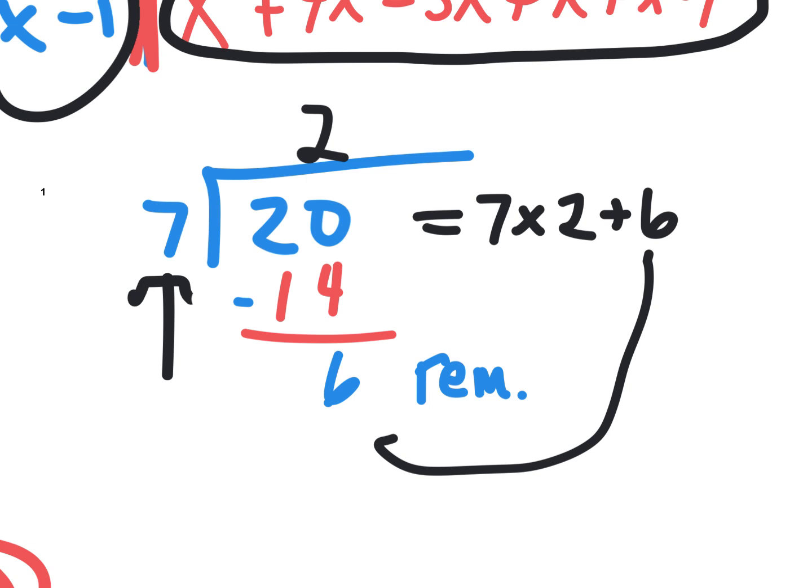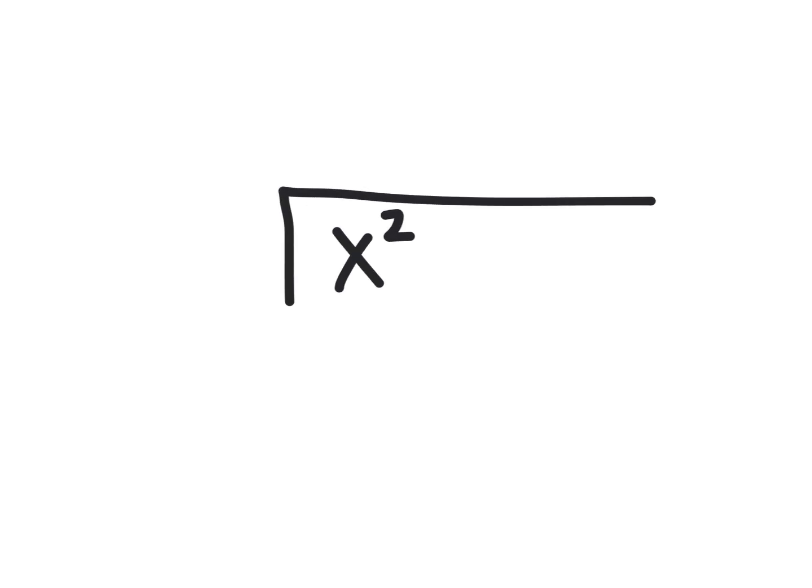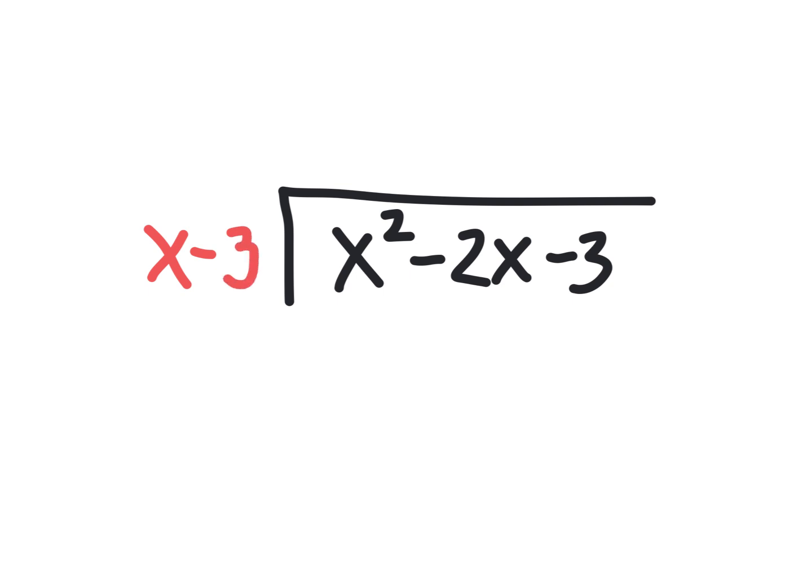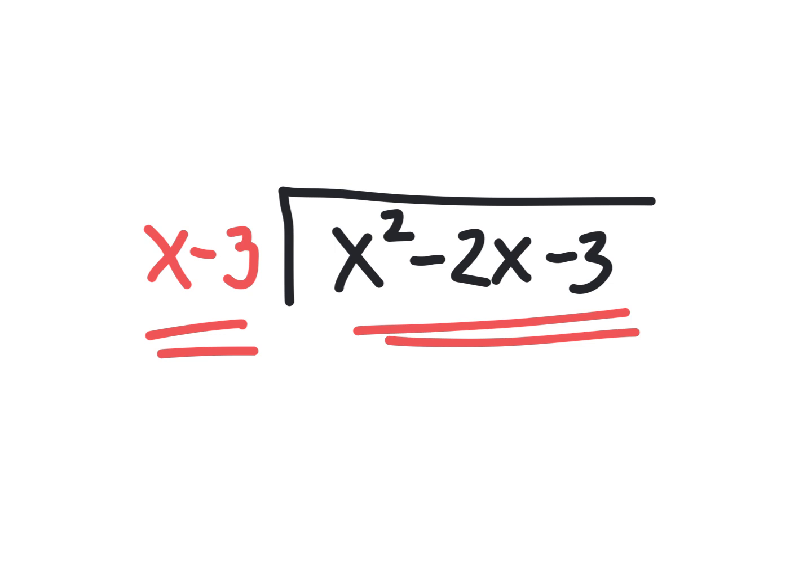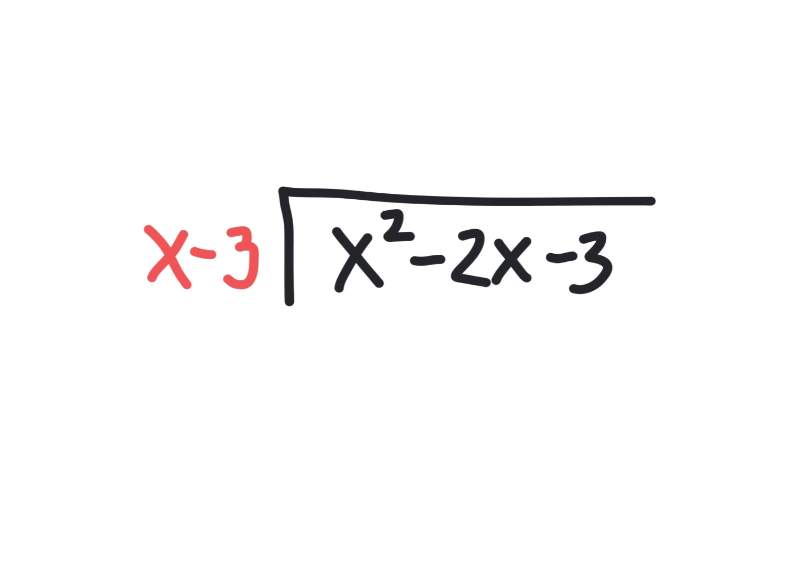Okay, now let me show you one where it is long division of polynomials. You need to write this one down. x squared minus 2x minus 3 divided by x minus 3. This one's the dividend, it's in the den. This one's the divisor. Okay, so how do you do it?